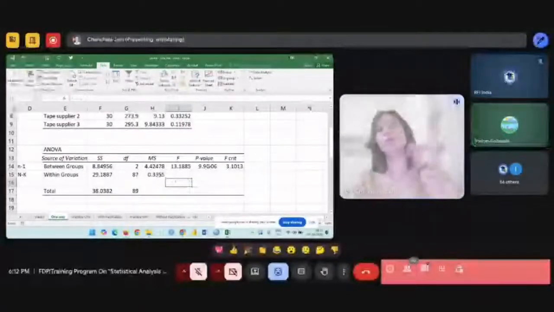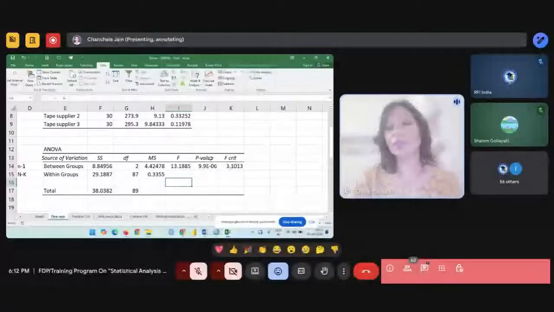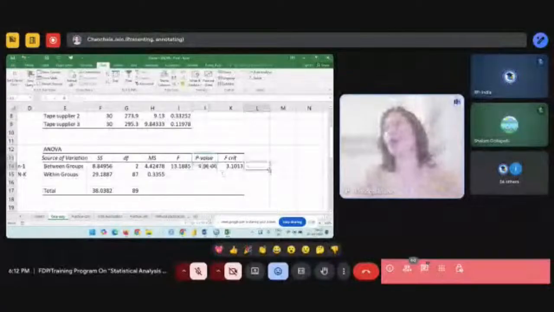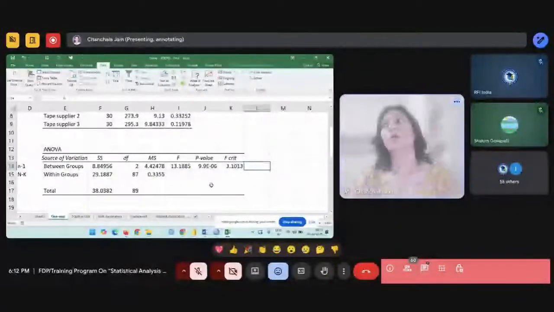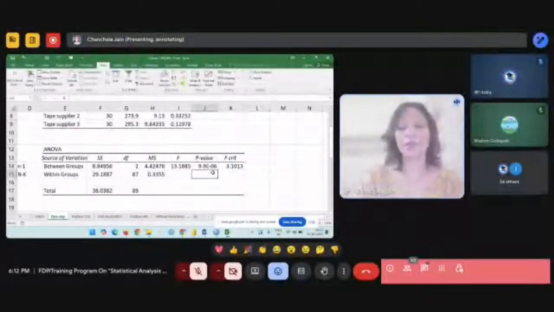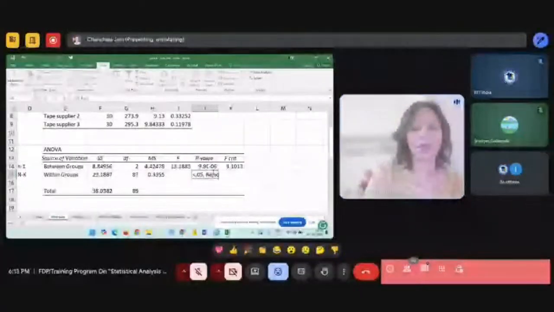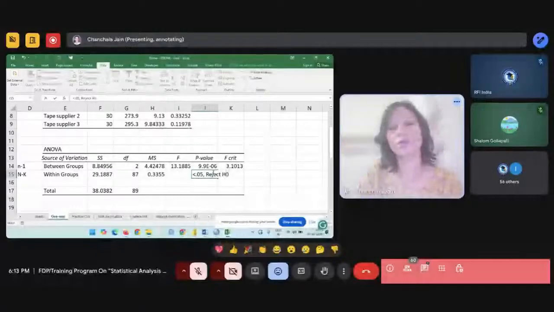So now further, we are getting the p value. This is the p value and this is the critical value. I think we are generally using the p value approach for accepting or rejecting a null hypothesis. In our case, it is coming as 9.9 e minus 0.6, which is less than 0.05. That means we need to reject the null hypothesis.